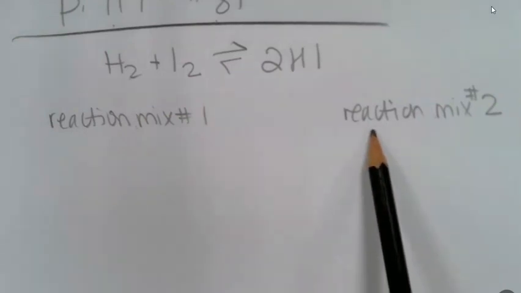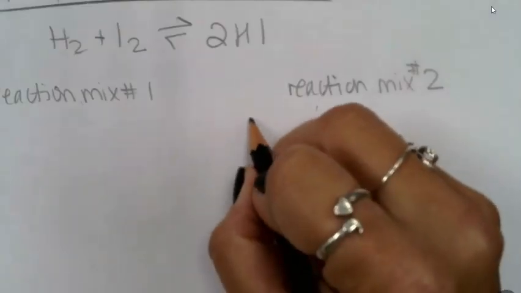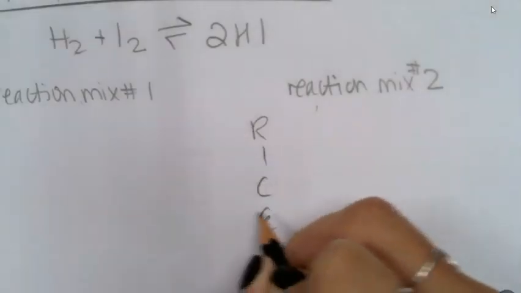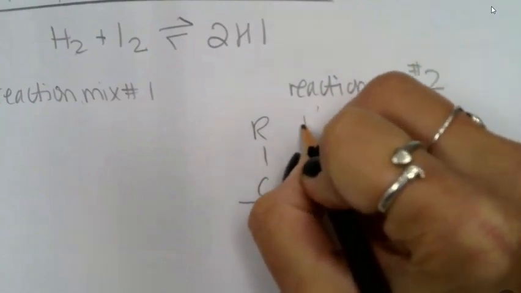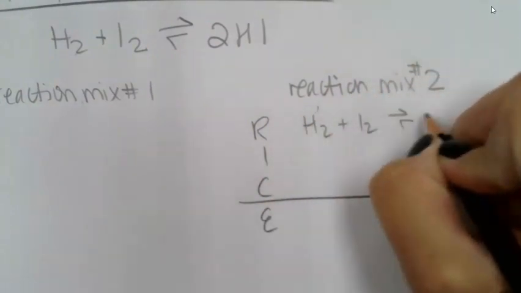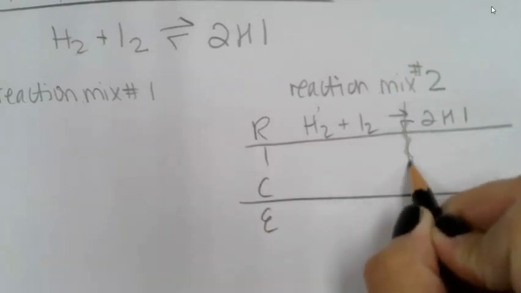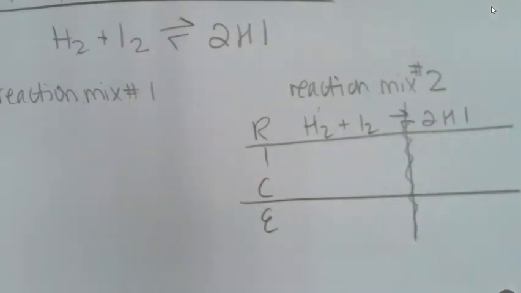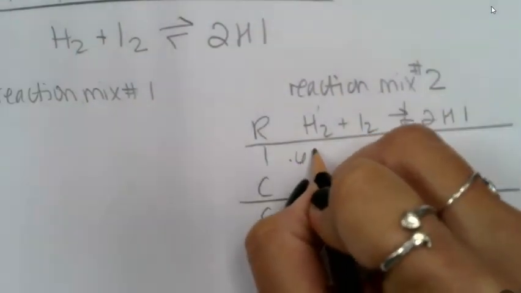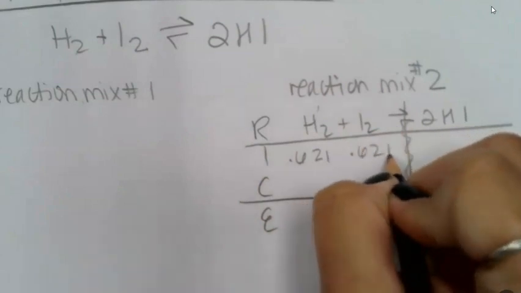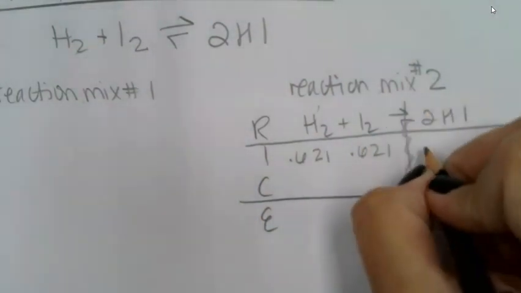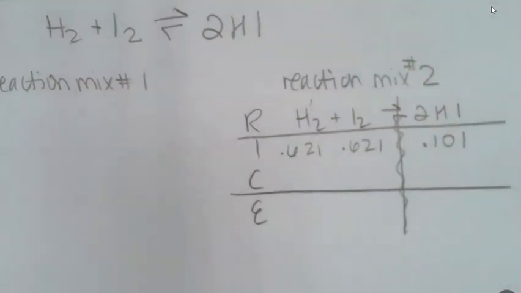What numbers do they give me for the second one? It says it contains that when it starts. So they gave me a bunch of initial concentrations. So I've got H2 plus I2 going to 2HI. Initially, my H2 and my I2 are 0.621 each. My HI is 0.101.